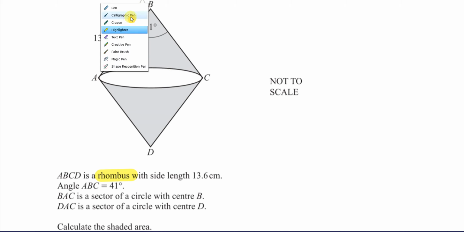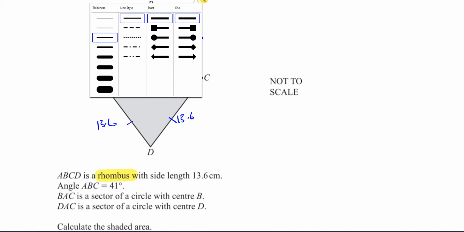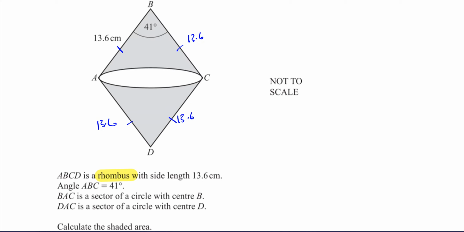Now, there's a few things that we can deduce from the fact that they told us it's a rhombus. One of them is that all four of these sides are the same length, right? So these two sides are identical. This is 13.6. This is 13.6. This is 13.6 centimeters. So all these lengths are the same. So you could think of it as two identical triangles stuck together, if you join A and C, okay?